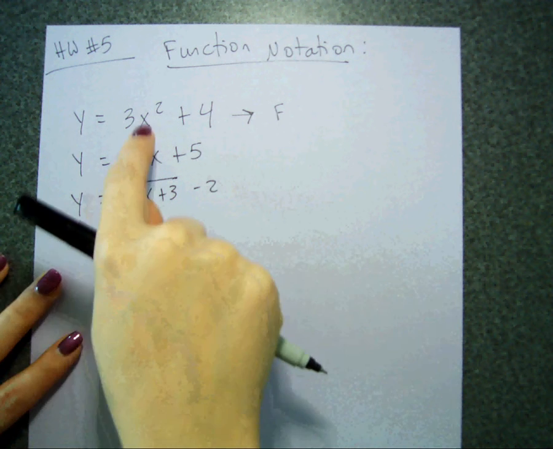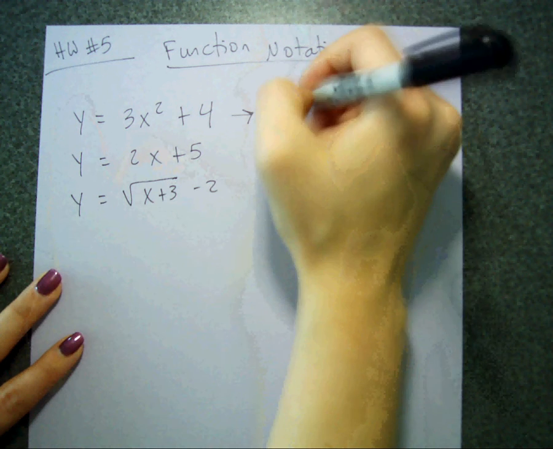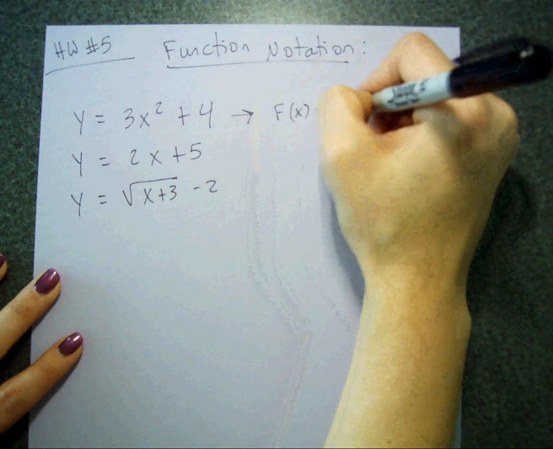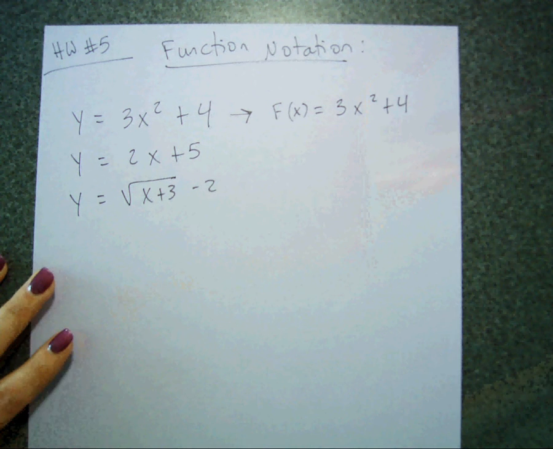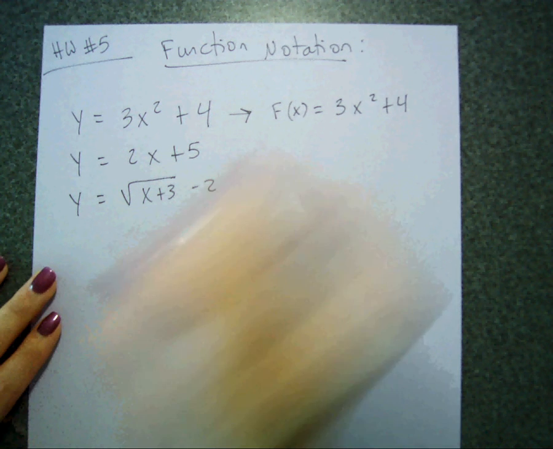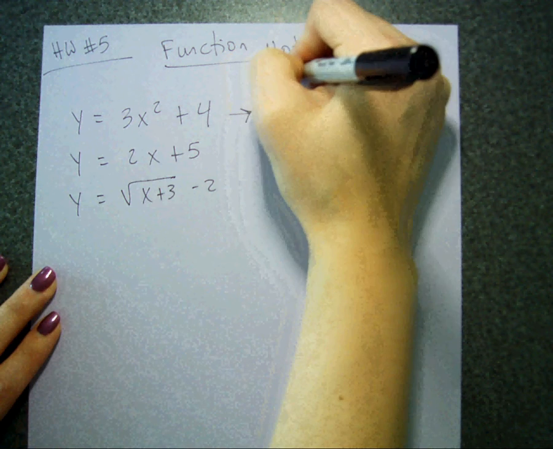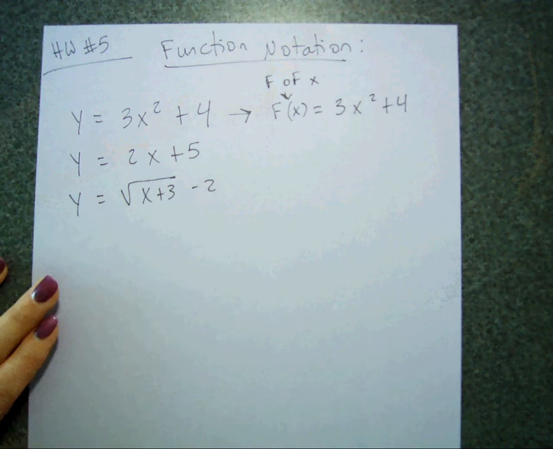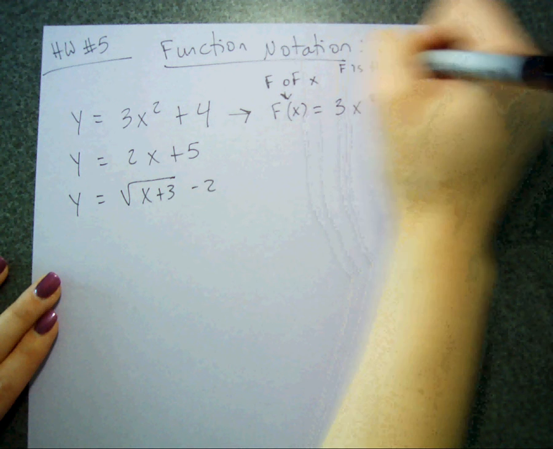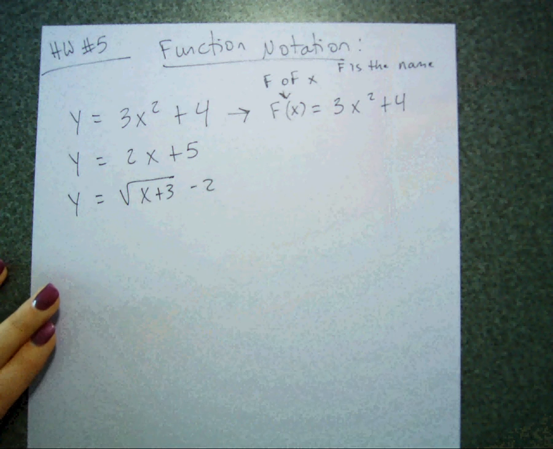And the thing that I plug into this function is x. So this is f of x equals 3x squared plus 4. The way we say this is f of x, where f is the name of my function. F is the name of my function.